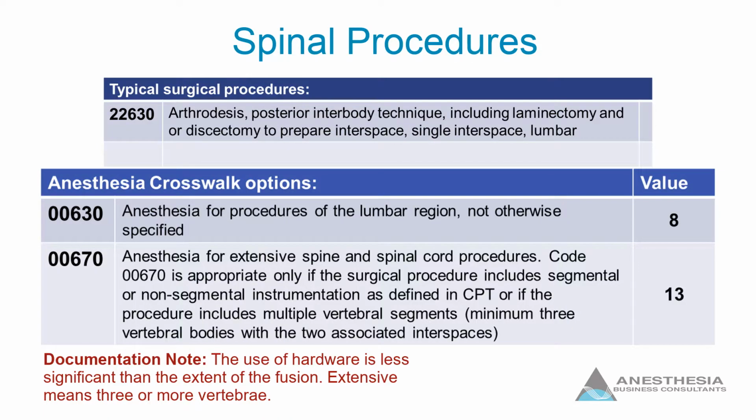The description of ASA code 00670 for spinal procedures has been revised within the past few years. It used to be that the most critical factor in determining the value of a spine case was whether or not hardware was used. As noted in the revised descriptor in the ASA Relative Value Guide, the critical factor is now the extent of the spinal surgery. An extensive procedure merits a value of 13. Extensive is defined as involving 3 or more paravertebral bodies or 2 or more interspaces.